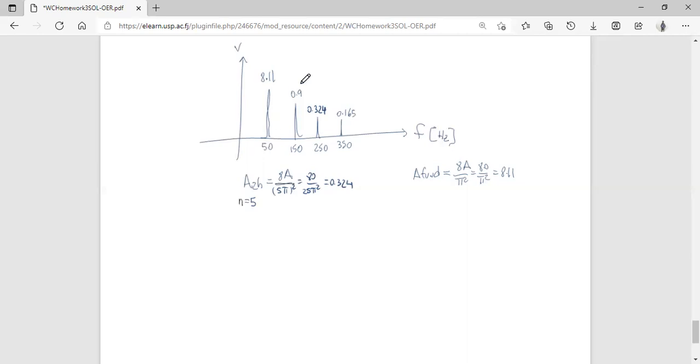When you have n is equal to 3, you get an amplitude of 0.9. The frequency will be n times f0. So n value is 3. So 3 times 50 is 150 hertz, right? Same way, 5 and so forth. So this particular line is basically n times f0.